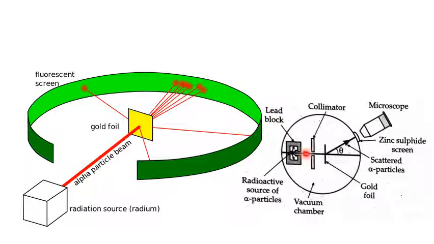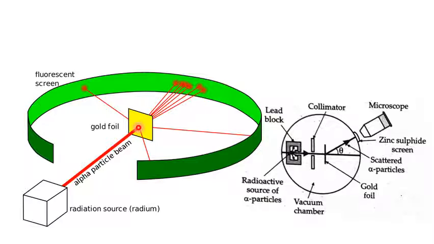They are made to pass in a narrow beam through a narrow slit. This beam falls on a thin gold foil. As you can see here, this is your alpha particle beam. It goes and falls on a thin gold foil. It is very thin, of the order of 10 to the power minus 7 meter.